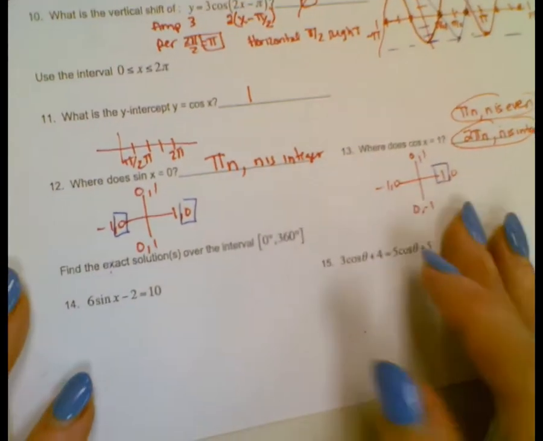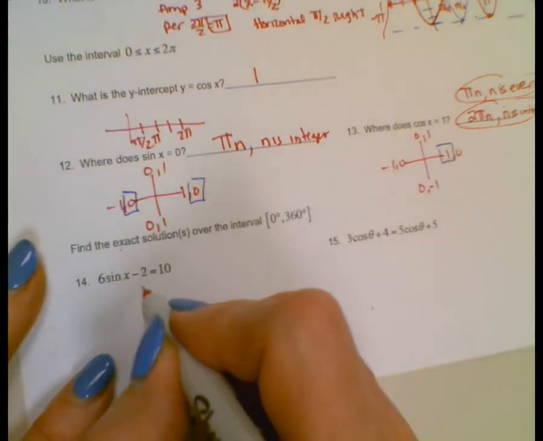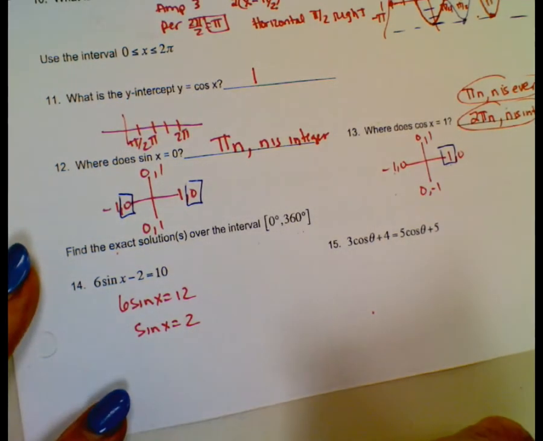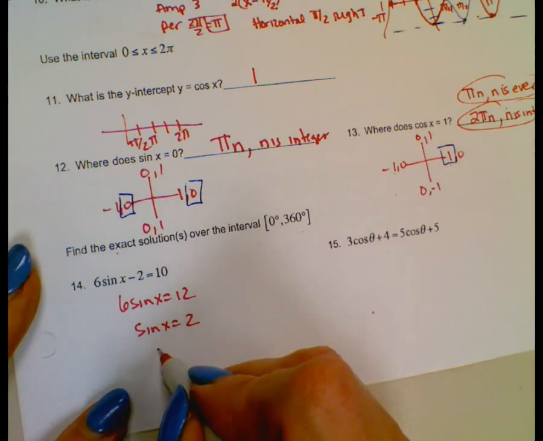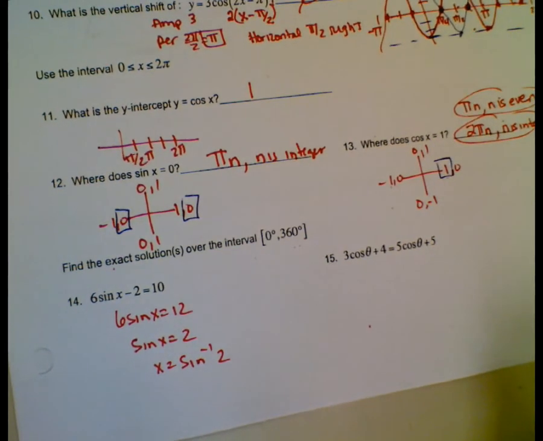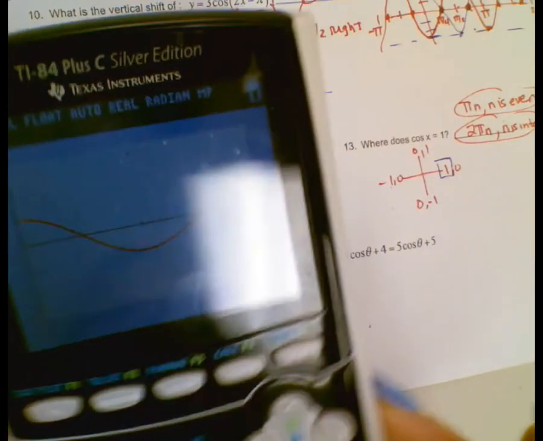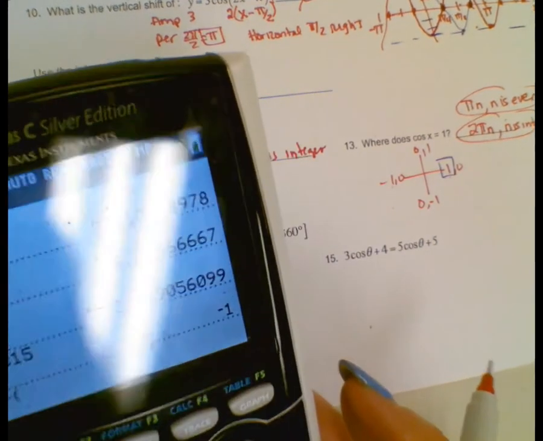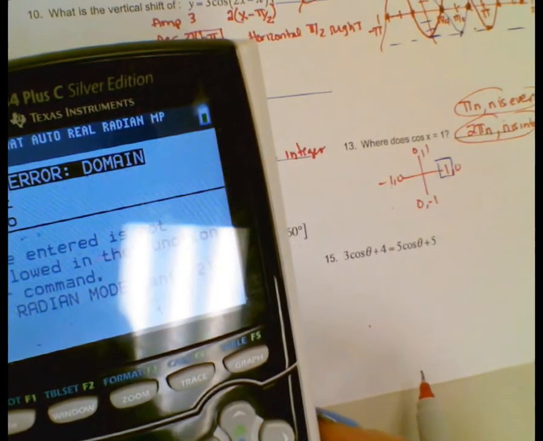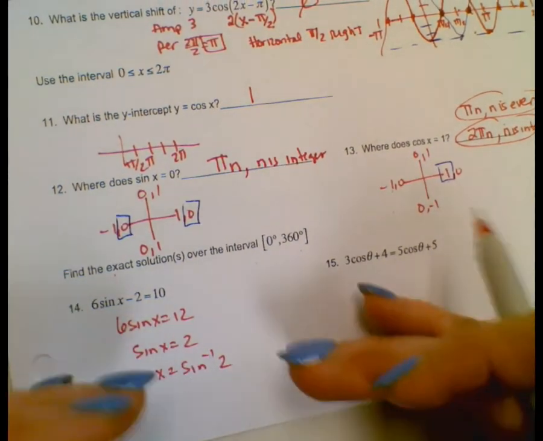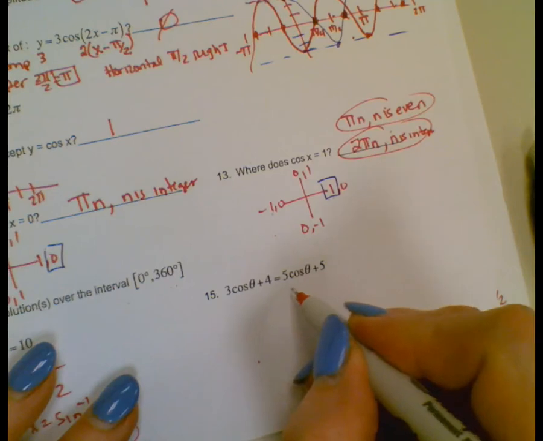Find the exact solutions of this interval. So we're going to solve. Let's add 2. Let's divide by 6. And we're going to take the arc sine of 2. Well, this should be nothing because you can't take the arc sine of 2. If you just pressed in arc sine of 2, we're in radians, but even so, it's going to be an error. You can't because sine has a 1 and -1 max and min. So this is never.